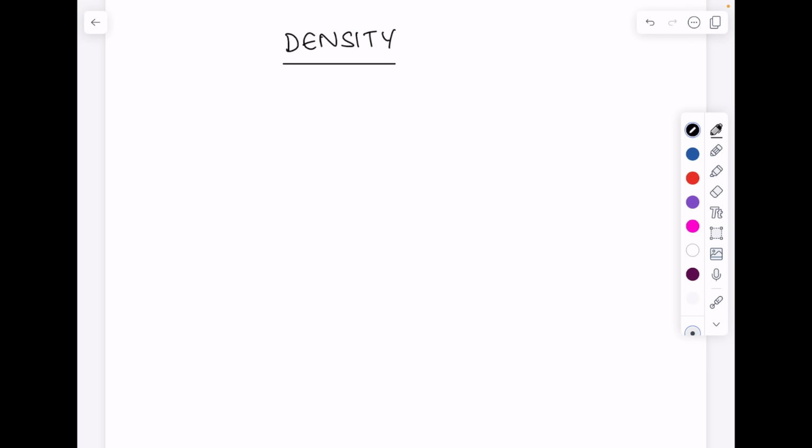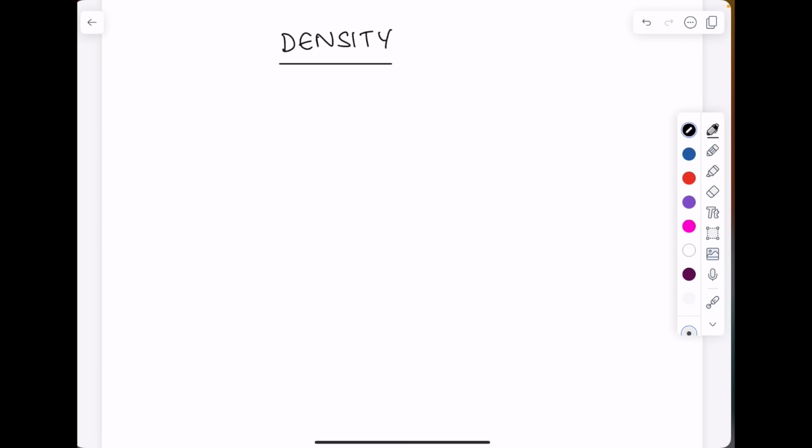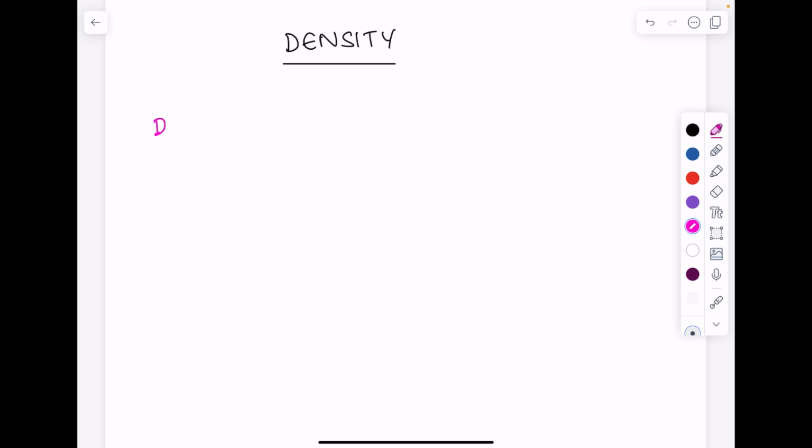The density topic. This is a largely calculations-based topic. The first thing you need to be aware of is the equation for calculating density. Density equals mass divided by volume. There are several different density units. I'm going to show you how you can work it out based on the fact that the standard unit of mass is kilograms.